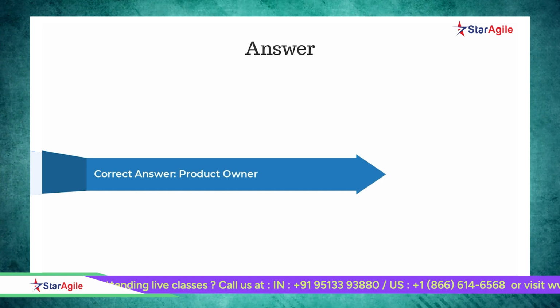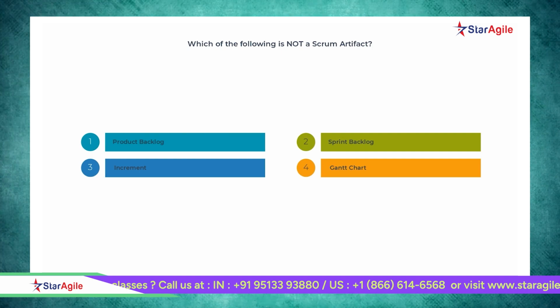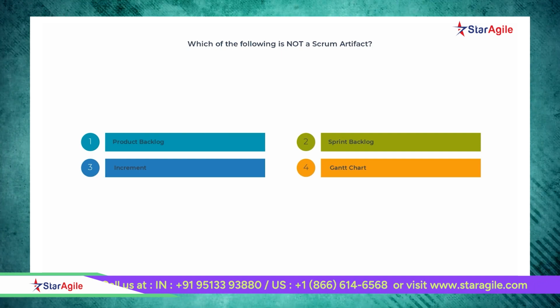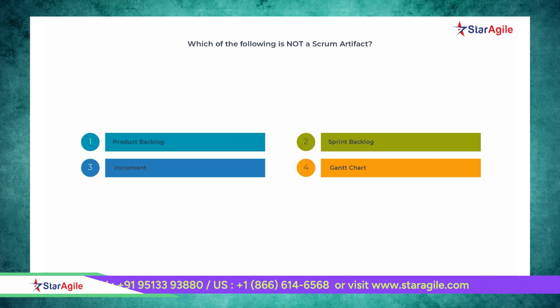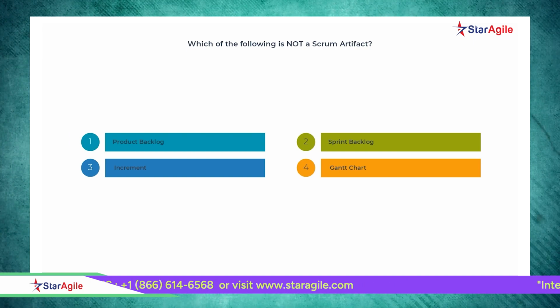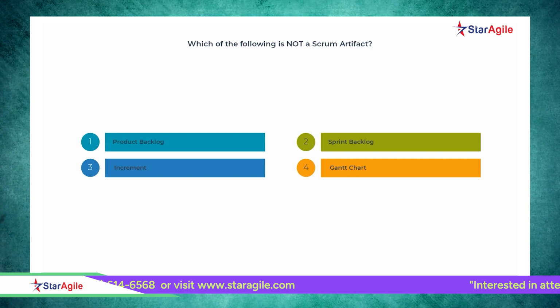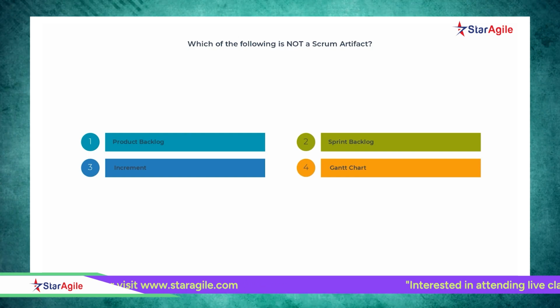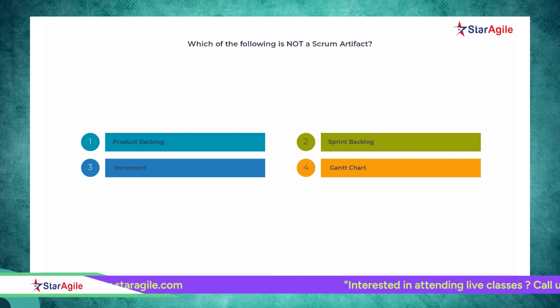priorities and the feedback. Which of the following is not a Scrum artifact? Is it product backlog or sprint backlog or increment or Gantt chart? This is an easy question. I'm sure you know the answer.